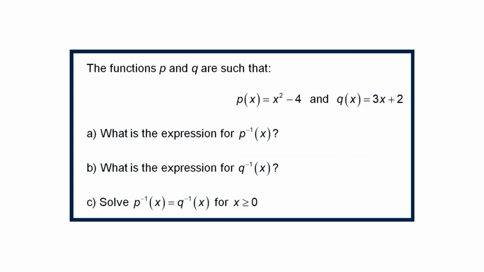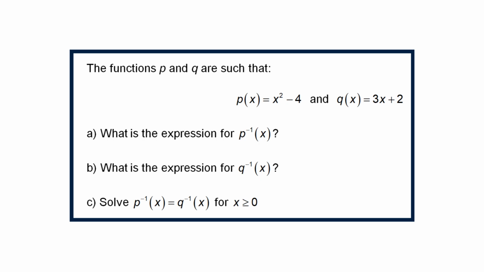Hi, in this video we're going to look at how to find expressions for inverse functions. So let's look at a typical example. The functions p and q are such that p(x) is equal to x squared minus 4 and q(x) is equal to 3x plus 2. What is the expression for p⁻¹(x) and q⁻¹(x), and how do you solve p⁻¹(x) is equal to q⁻¹(x)?